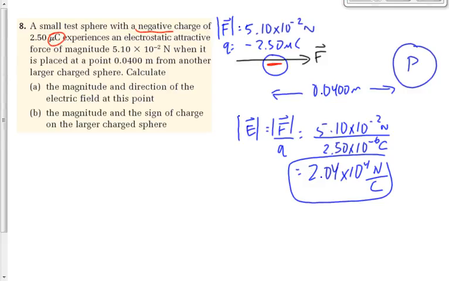If it's attracted to the producer, if it experiences a force toward the producer, what do we know about the field? What do we know about the direction of the electric field, Bryce? Left or right? No. The electric field is going to be to the left. We want to find the magnitude and the direction of the electric field. Here's the magnitude, here's the direction. But why? Why is it to the left? How did I know that?